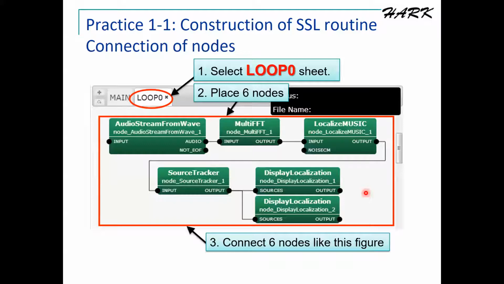After all, please connect these 6 nodes like this. Please do drag and drop to connect from AudioStreamFromWave to MultiFFT so that it looks like this. And from MultiFFT to LocalizeMUSIC, from LocalizeMUSIC to SourceTracker, from SourceTracker to both of 2 DisplayLocalization, like this. The Hark system doesn't care about the position of nodes and shape of the links. Is it okay so far?